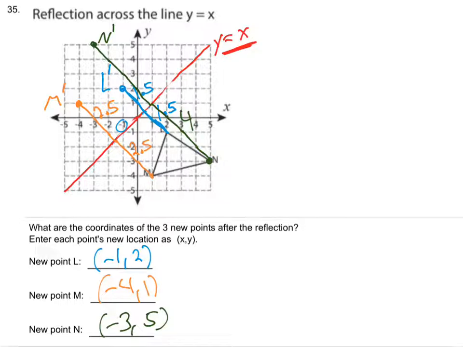And then you just connect these 3 up. There's the triangle, mirror image reflected across the line y equals x. Looks like it, doesn't it? Looks like a mirror image reflection of the triangle. So we just mapped out a reflection across the diagonal line y equals x.